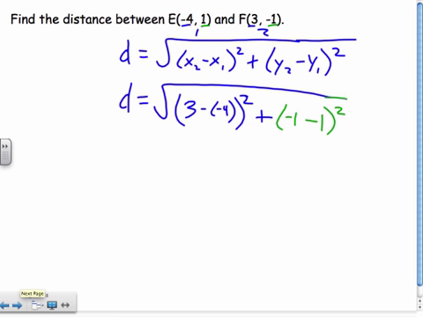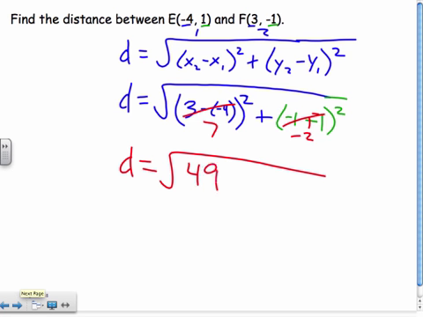So let's simplify this. 3 minus -4 is really 3 plus 4, which is 7. And -1 minus 1 is -2. So d equals the square root of, well, 7 squared is 49. And -2 squared is 4. So I got 49 plus 4, which is 53.